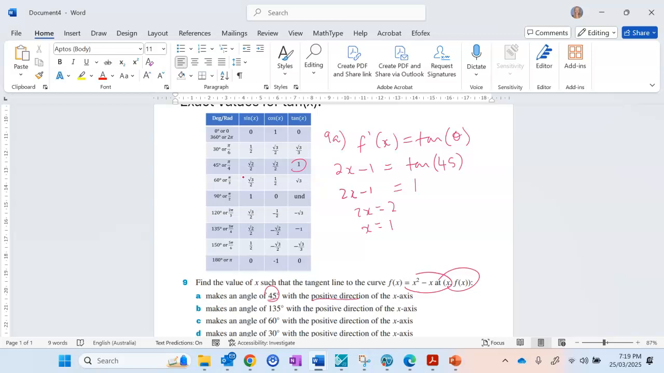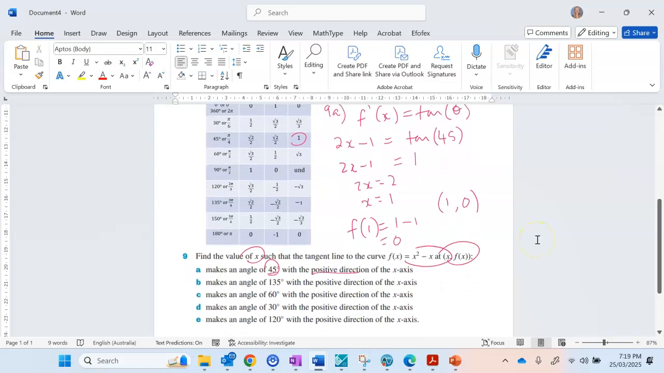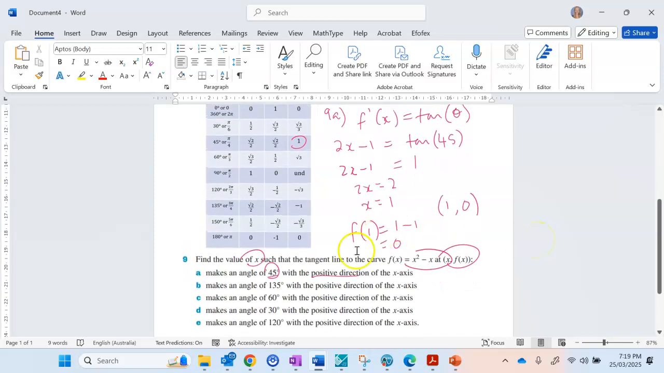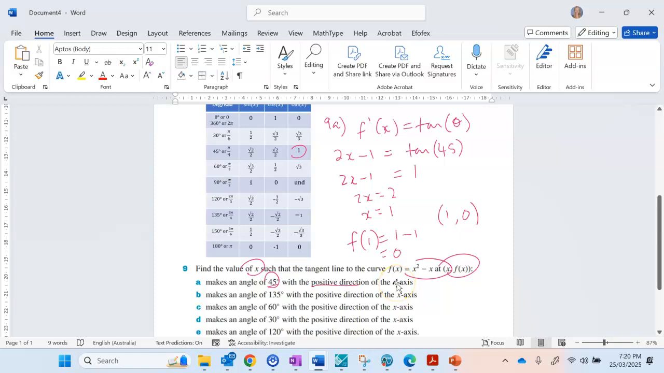So if we're just finding the x value, it's 1, but if we had to find the corresponding y value, we just do f of 1, and we're just substituting it into our original function. So 1 squared is 1, minus 1 is 0. So there's your point, 1, 0. All right, you can go on and do exactly the same thing for the others. So the only thing that changes is this angle here. So for the second one, we got 135. All right, so that's going to be equal to -1. So you just go through and solve that.